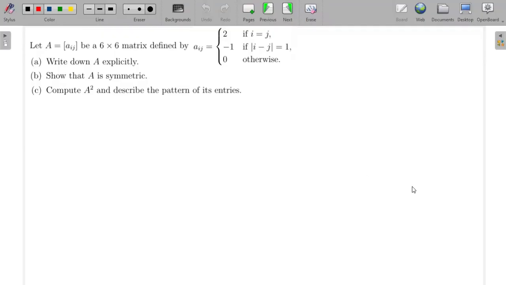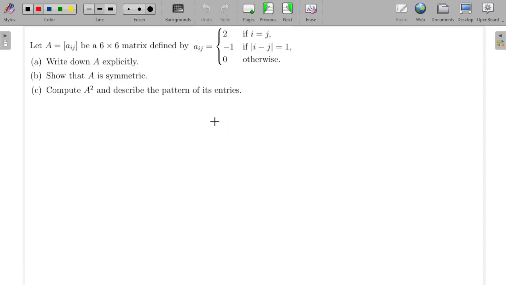All right, so now let's look at this question here. The question says, let matrix A be a 6 by 6 matrix defined by Aij gives 2 if i is equal to j, gives -1 if the modulus of i minus j is equal to 1, and it is 0 when none of these above conditions are met. So this question is simply asking us to construct a 6 by 6 matrix based on the information that we've been given.